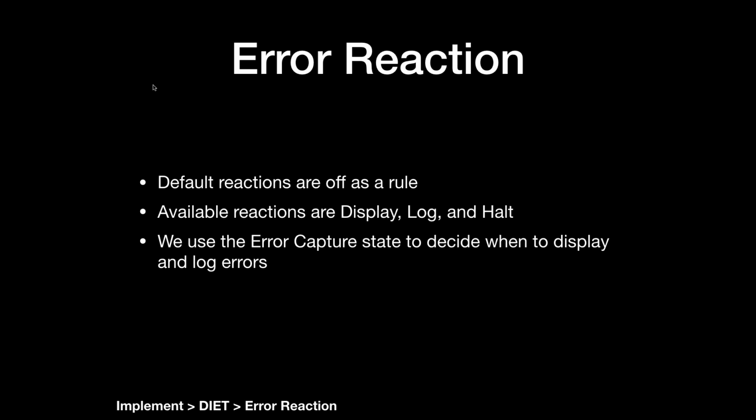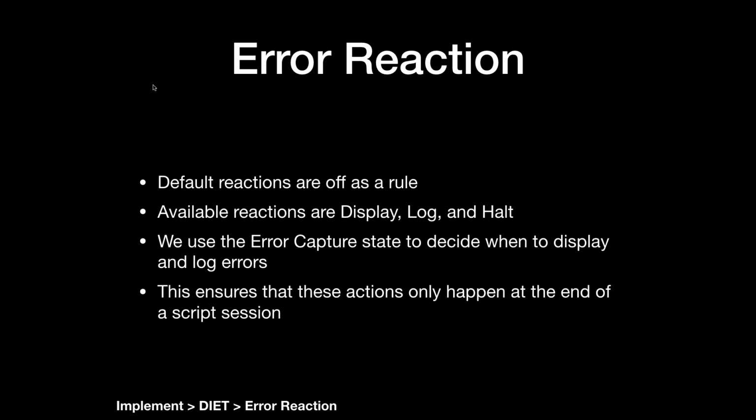Now you can decide at any point to display or log a variable using the parameters of the process error script. But I kind of have a default where the error capture state is used to decide when to display and log errors. And that's important because it ensures that those actions only happen at the end of a script session. If you were logging errors in every script, you get duplicates, right? Or you display an error in the script where the error happened, then in the parent script it would show the error again, and then in the parent script of that script it would show it again.